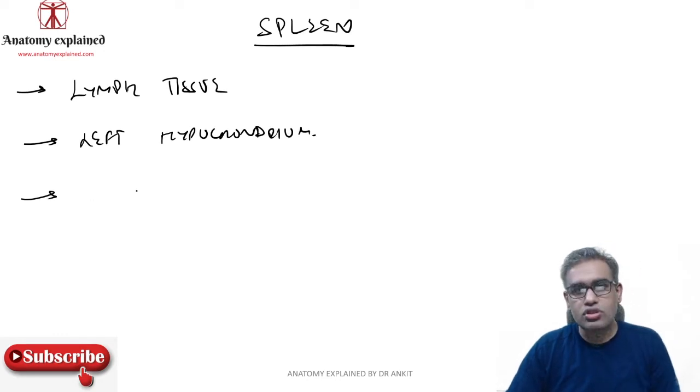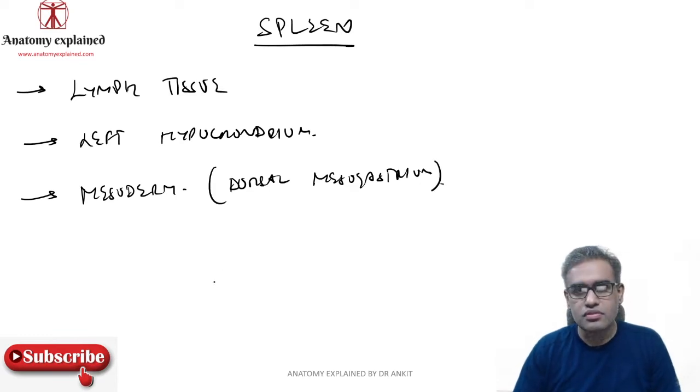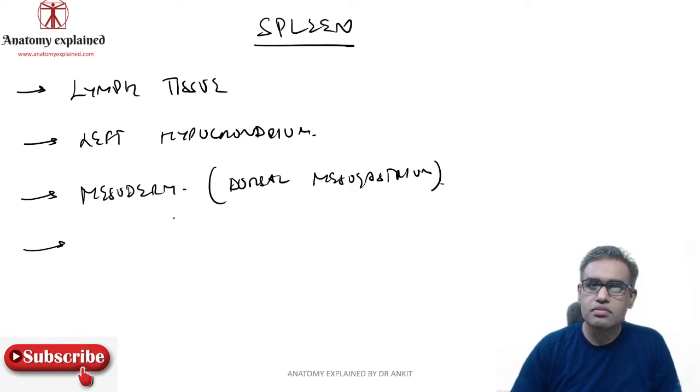Developmentally it comes from the mesoderm, because it is a lymphoid organ, so it develops from mesoderm, or more specifically, we can call it a part coming from the dorsal mesogastrium.